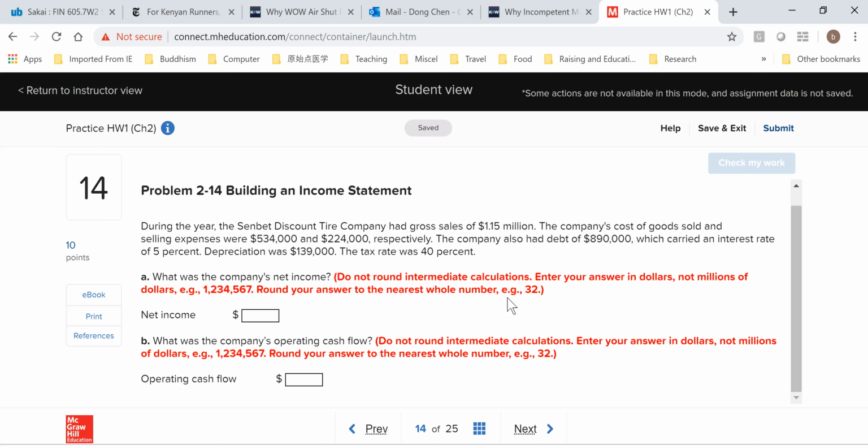So obviously to answer part A, we need to build the income statement. That's the title of this question. And we should pay particular attention to the rounding requirement. Do not round intermediate calculations. Enter your answer in dollars, not millions of dollars. So that means we should translate all these $1 million into dollar terms and round your answer to the nearest whole dollar.